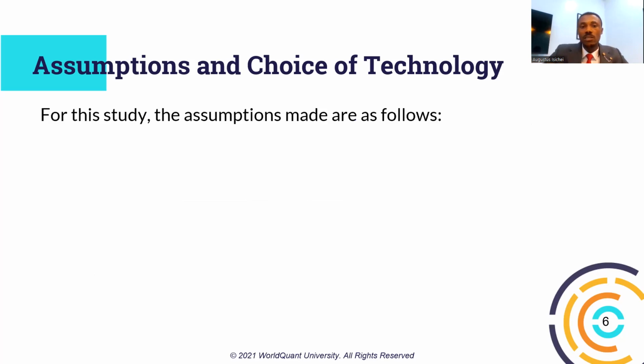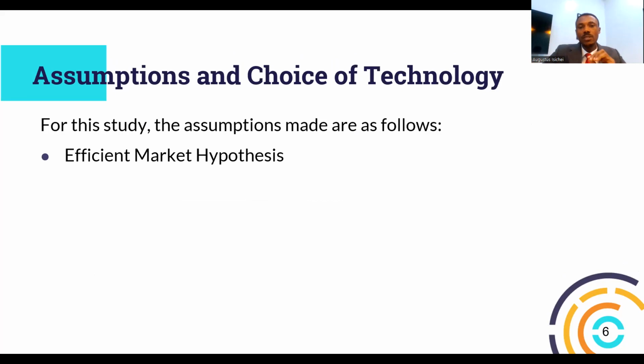At this point, I'd like to run through the assumptions made and the choice of technology. For this study, the assumptions made are as follows. First, efficient market hypothesis. The study assumes the semi-strong form of the efficient market hypothesis, which suggests that stock prices quickly and accurately reflect all publicly available information, including earnings announcements.